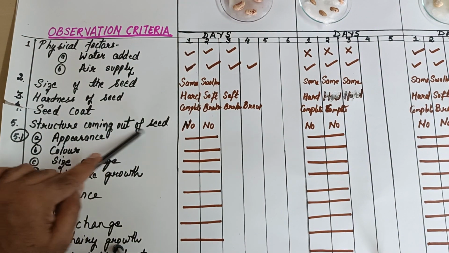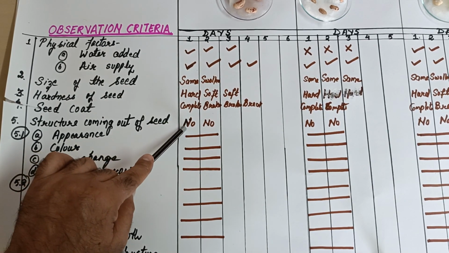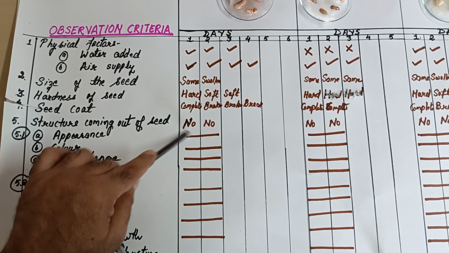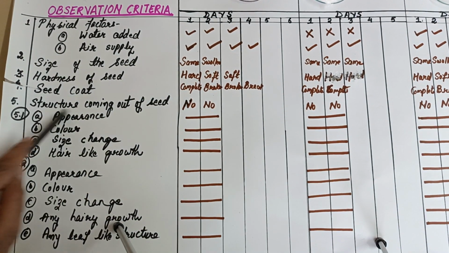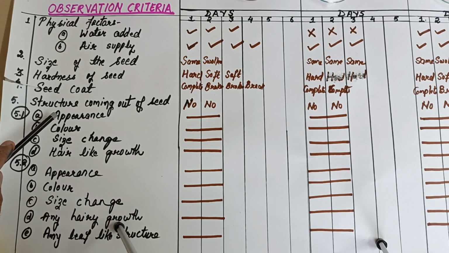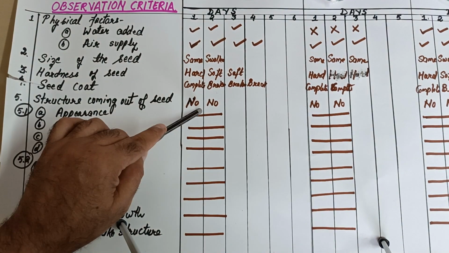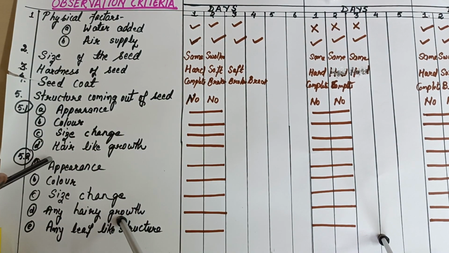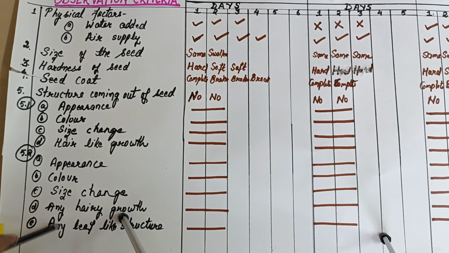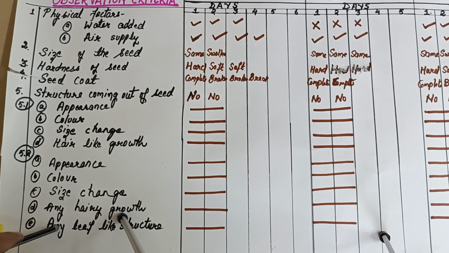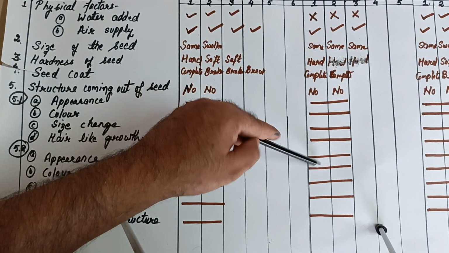Structures coming out of the seed. Since the experiment was started on day 1, naturally there was no structure visible on day 1. Same is the case with sample B. Now since no structure is visible, the criteria for appearance, color, size or hair growth does not come into play. And same is the case with the second. Appearance, color, size, any hairy growth or any leafy growth, that doesn't come into play. So the day 1 data is complete for both the settings.